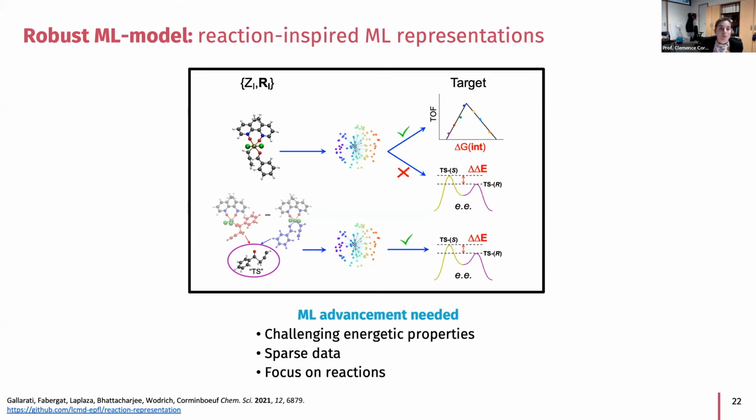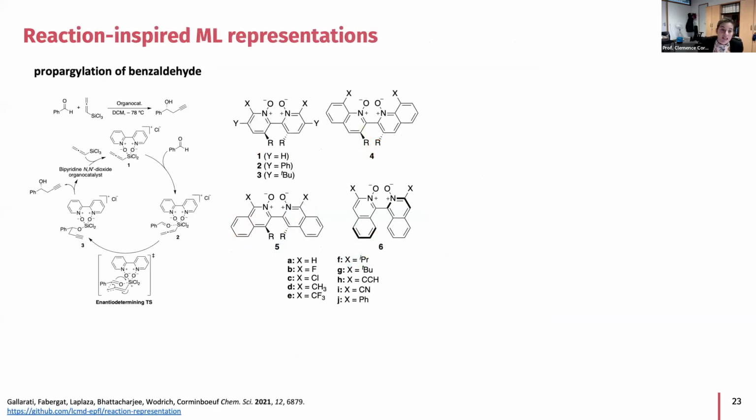So I'm showing you an example now of how we could build this improved ML model for this situation. And for that, I want to consider an organocatalytic cycle to change a little bit from transition metal catalysis. So here you have a cycle for the propargylation of benzaldehyde, and the key enantiodetermining step is here. You see that this transition state corresponds to an interpolation between intermediate 2 and intermediate 3. And the type of asymmetric ligands that have been tested here are those different scaffolds with different substituents.